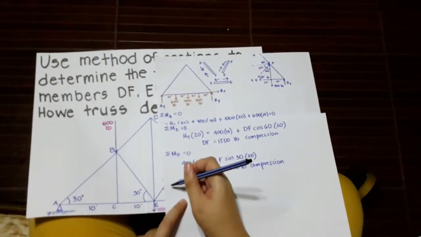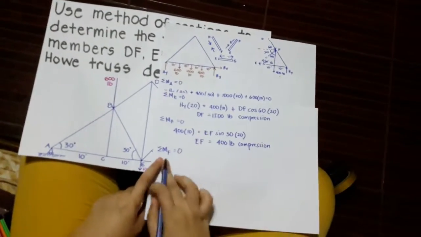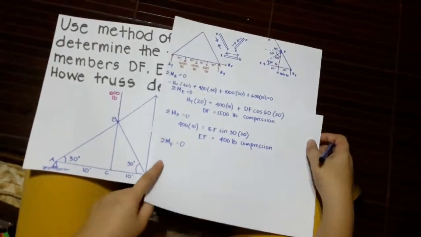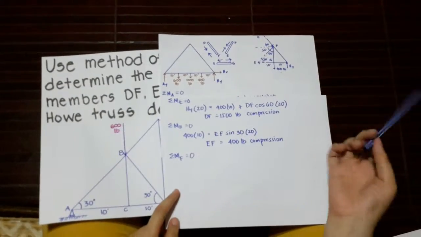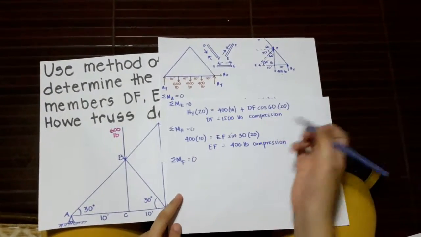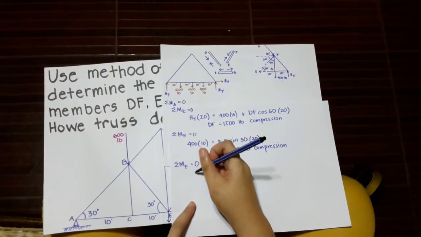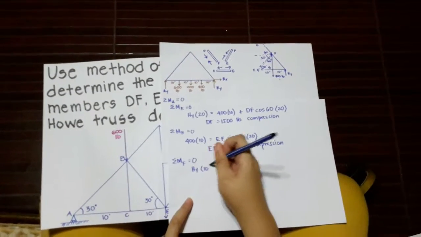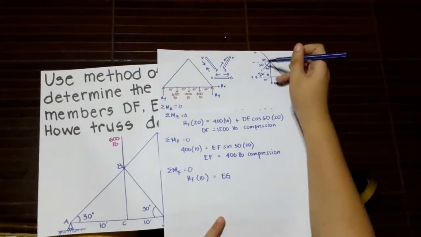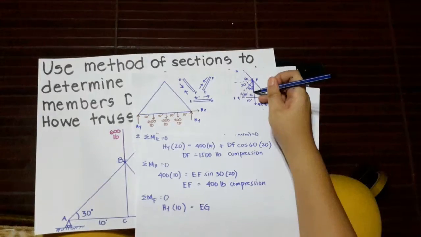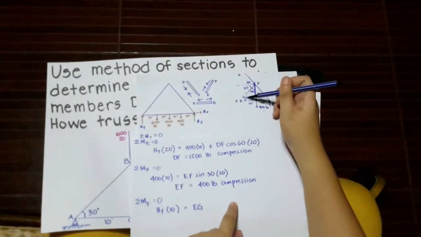And lastly, for EG, we're going to have a summation of moment at F equal to 0. For EG, the other forces will also pass through point F, so we will have EG left. Okay, let's do this first. HY times the distance 10 is equal to EG times its distance. It is this one. Let that be the distance x. So we have an angle and a distance.